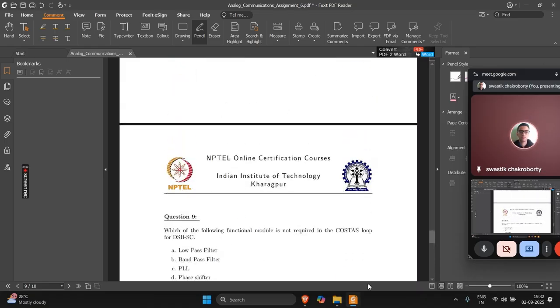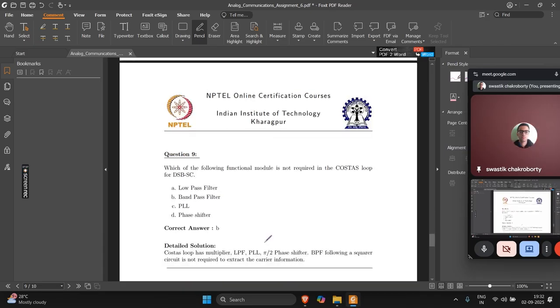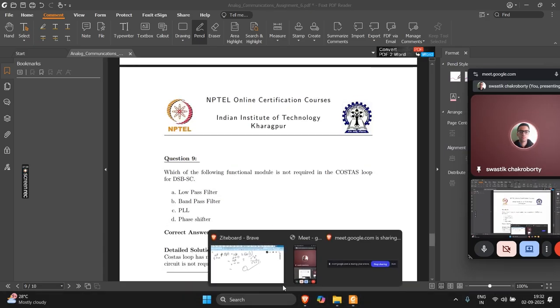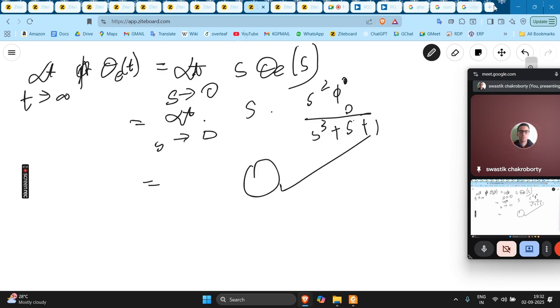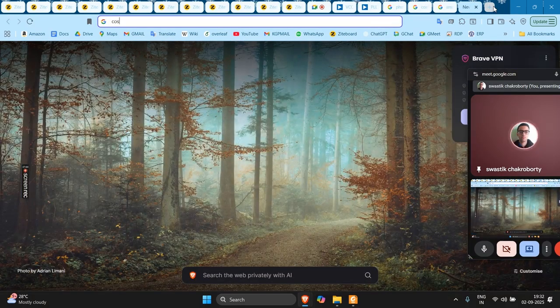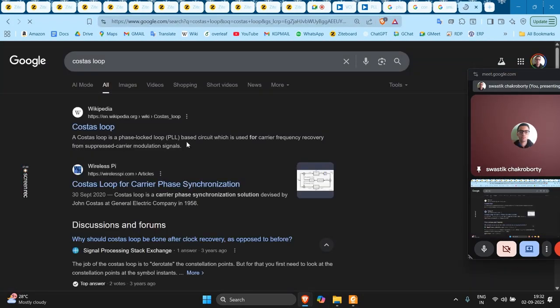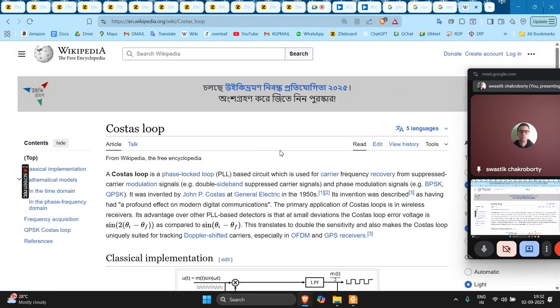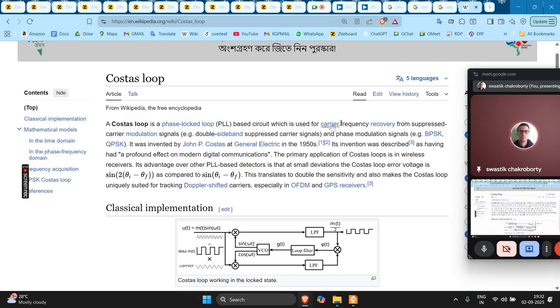Now, which of the following function modules is not required in Costas loop? Now we will go to Costas loop, the next part of our assignment. What is a Costas loop? Costas loop is designed from a PLL only. So what we do is we use it as a demodulator. So we try to recover the carrier frequency from the suppressed carrier modulation signal like DSBSC.